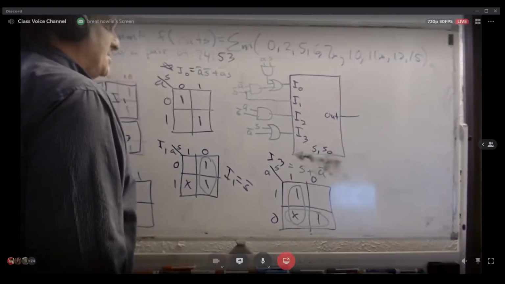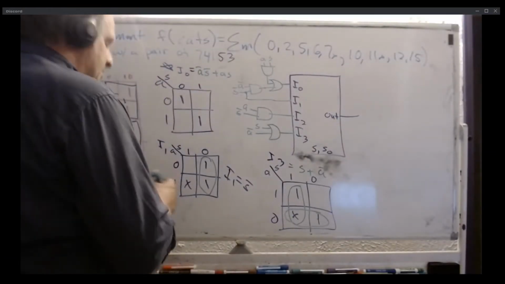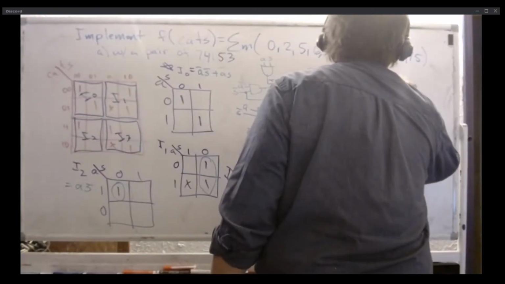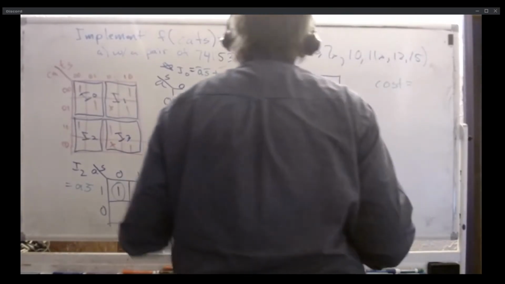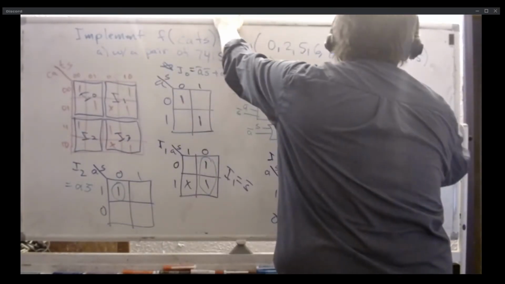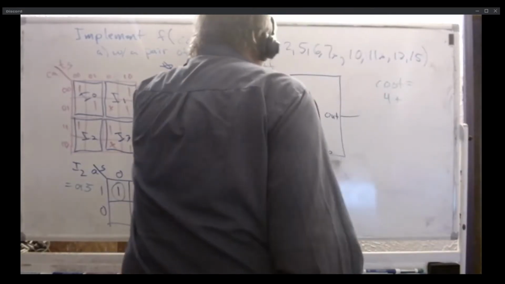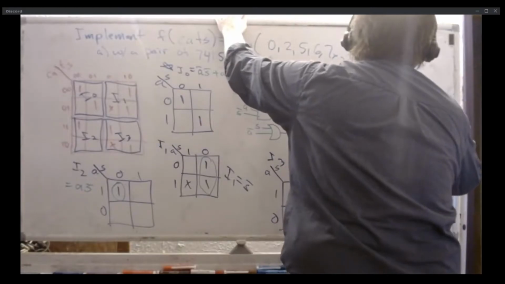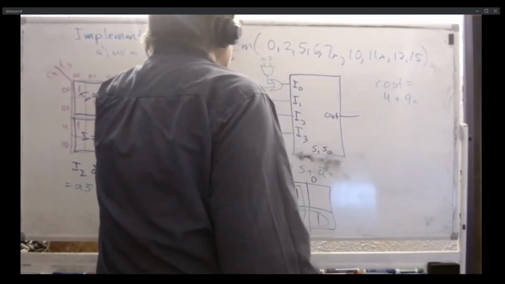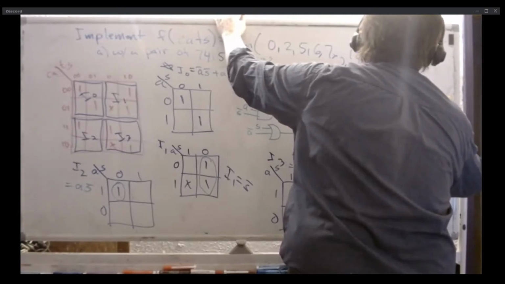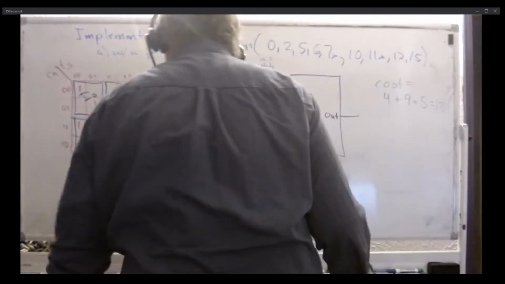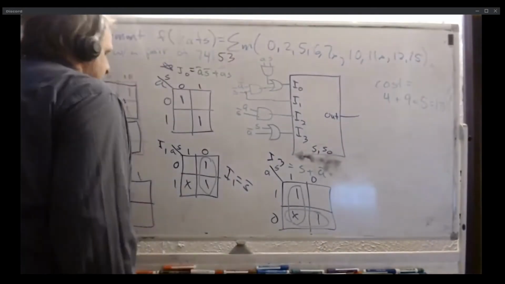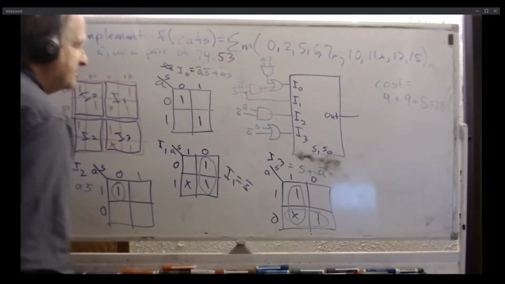Good job, guys. What's the cost? 9 literals, 4 inputs, 5 gates. Identical to before, it's 18. Yeah, I'm not surprised. So we got 4 plus, you said 9? Yes. Did everybody else get 9? 1, 2, 3, 4, 5 gates. Okay. That's what we got, guys.